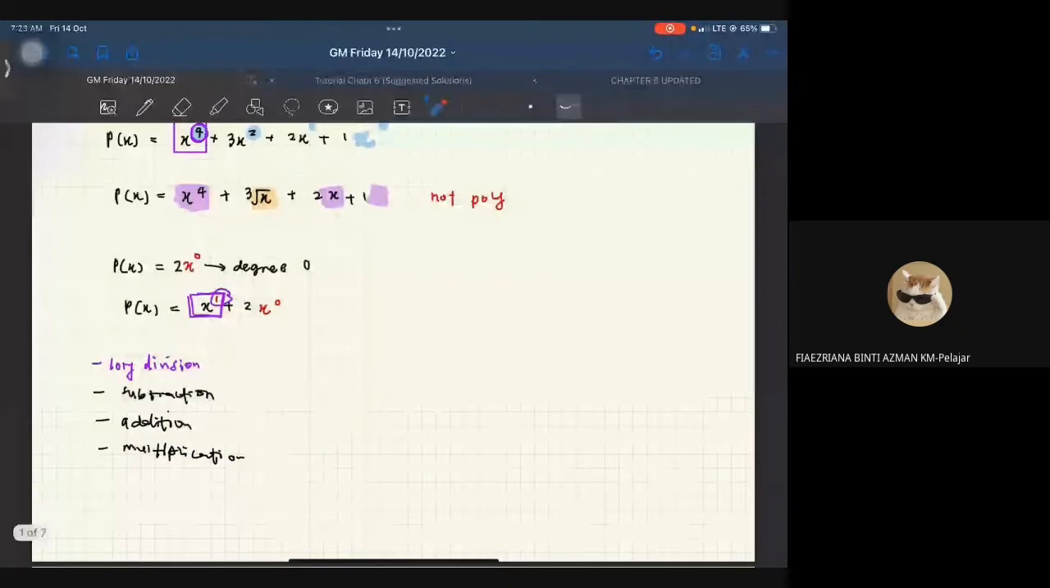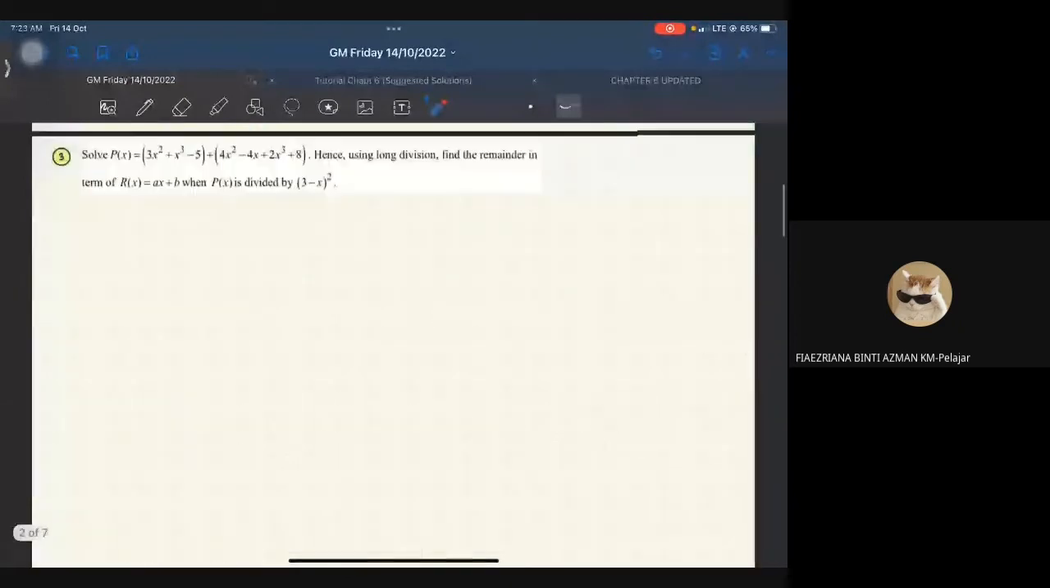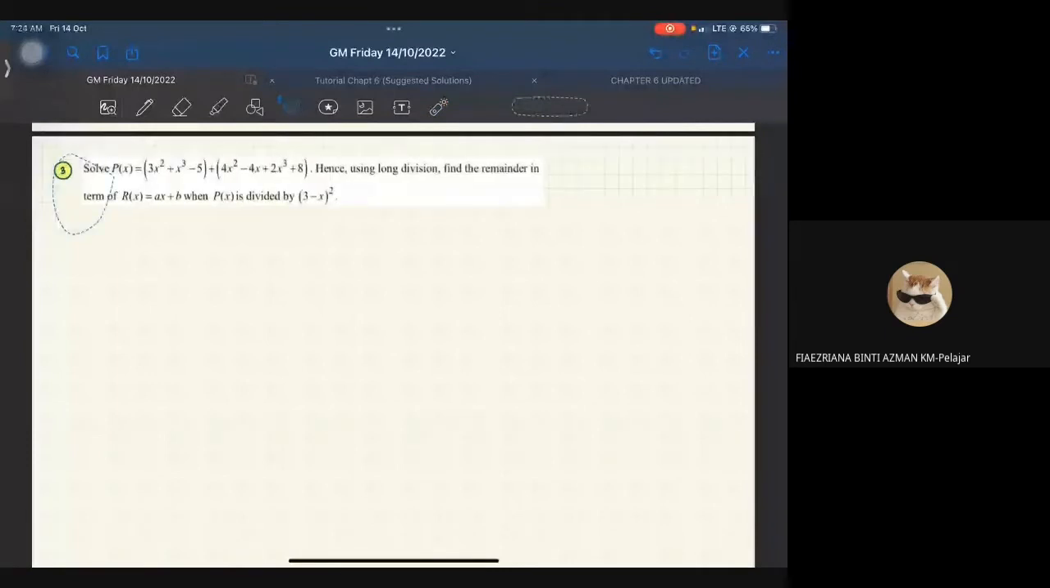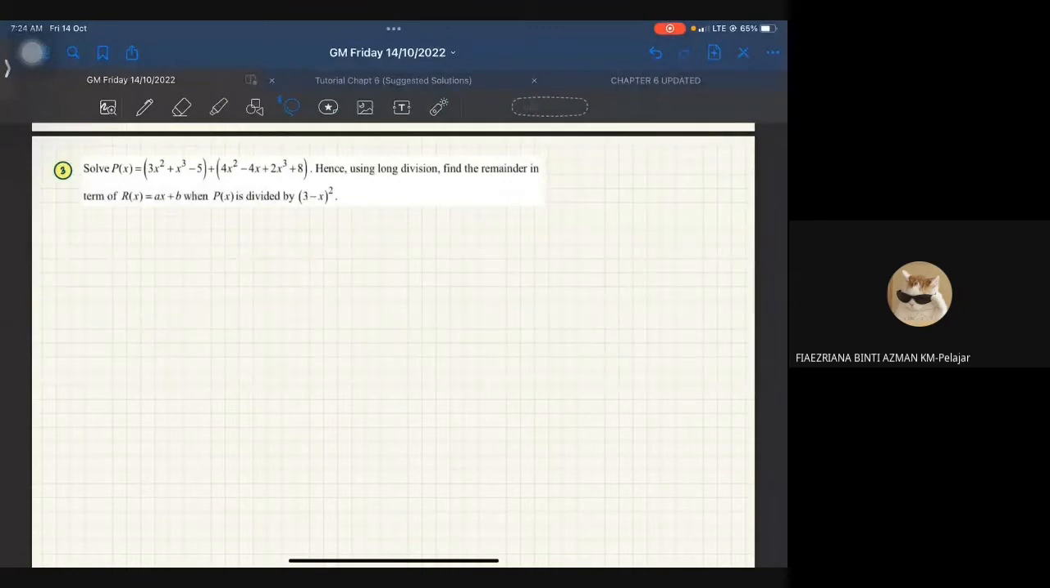Okay, so let's do a question. So question number 3, awak dah buat. Okay, so saya pilih salah satu je soalan. Kalau ikutkan, kita ada soalan nombor 3 dan soalan nombor 4 yang melibatkan long division. So I just choose the question number 3. Okay, so let's do this question. Kalau awak dah buat, check your answer, right? If you have any problem, just ask dekat dalam group ataupun unmute your mic.